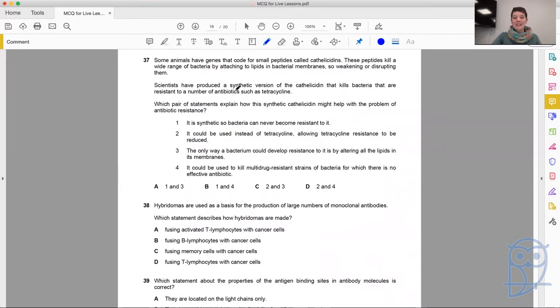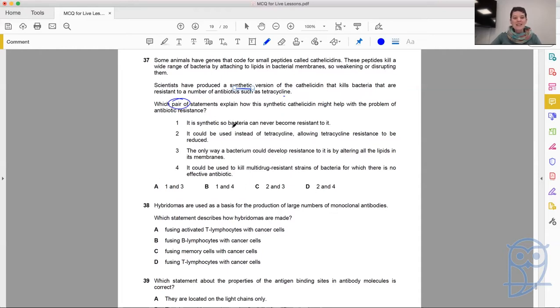Scientists have produced a synthetic version of the catholycidin that kills bacteria that are resistant to a number of antibiotics, such as tetracycline. So we've got our antibiotic-resistant bacteria, but now this peptide is not an antibiotic. Okay, so it's a peptide that can weaken the membrane, so we can still kill the bacteria. Which pair of statements explain how this synthetic catholycidin might help with the problem of antibiotic resistance? So we have to pick 2 answers out of here, and all our answers are 2 possibilities.